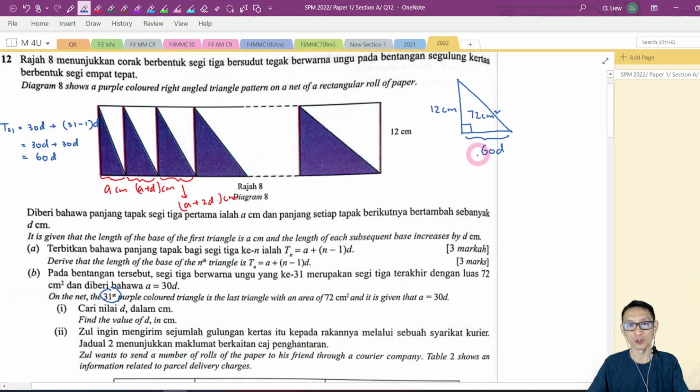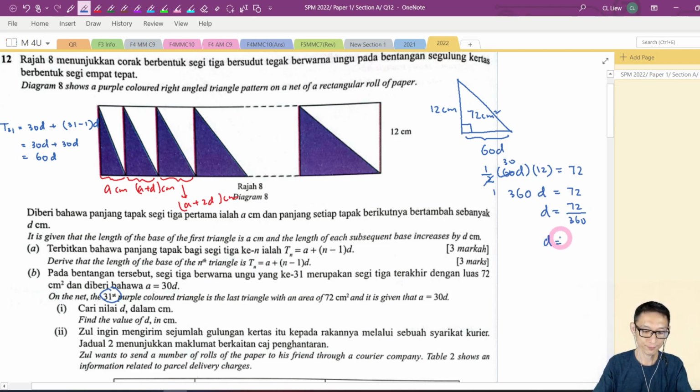How do we get the area of a triangle? One over 2 times the base length times the height is equal to the area of the triangle, which is 72. This one you can simplify. 30 times 12, you will get 360d. So d is equal to 72 divided by 360, and d is equal to 1 over 5. This is the answer for b(i).